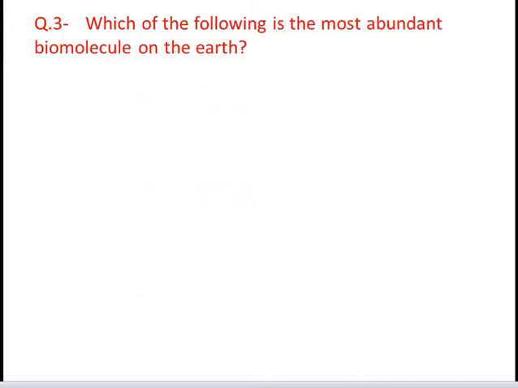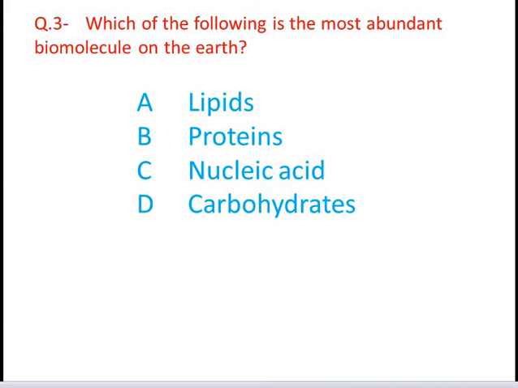tetrahedral geometry. So the third question is, which of the following is the most abundant biomolecule on the earth? So the options are A lipids, B proteins, C nucleic acids, and D carbohydrates. Yes, the correct answer is D, carbohydrates. Carbohydrates are probably the most abundant biomolecule on the earth. One of the carbohydrates, that is cellulose, is found in every plant and is considered the most abundant biopolymer. Protein, lipid, and nucleic acids are less abundant than the carbohydrates.